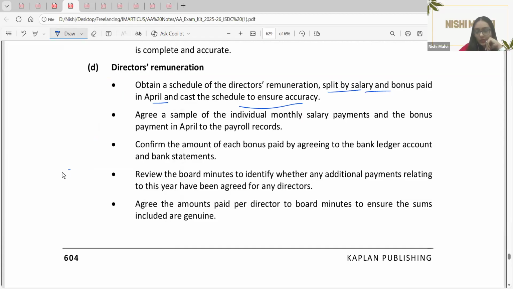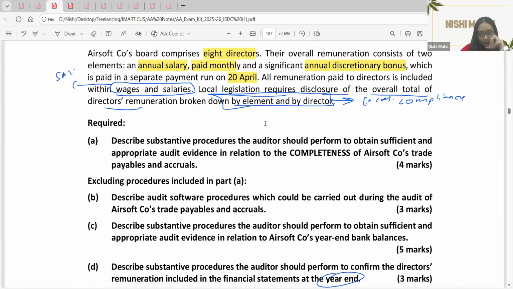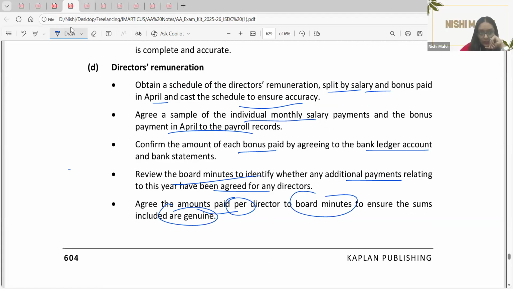Agree a sample of individual monthly salary payments and bonus payments to payroll records. Confirm the amount of each bonus paid by agreeing to the bank ledger account. Review the board minutes to see whether the additional payment was agreed or not. Check the amount paid per director against the board minutes, because the disclosure as per the local legislation requires the amount per director. That's why. Okay, check for that as well.